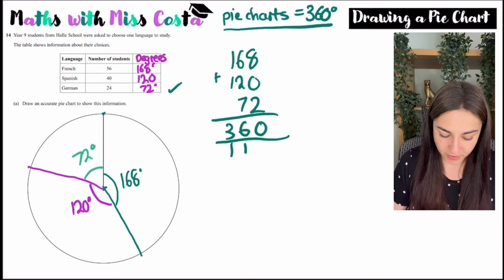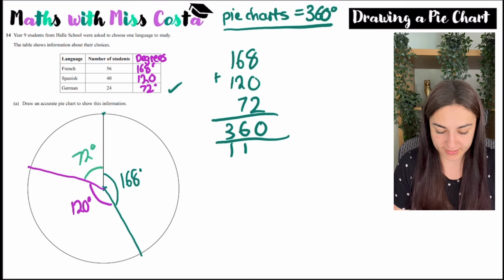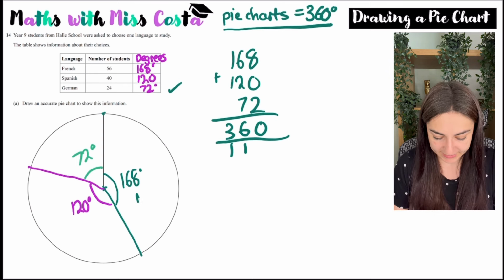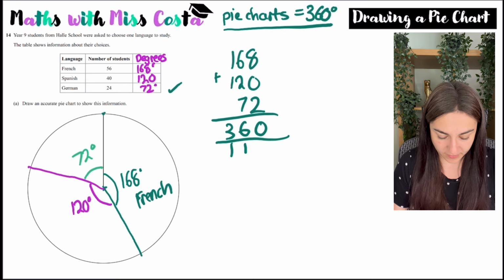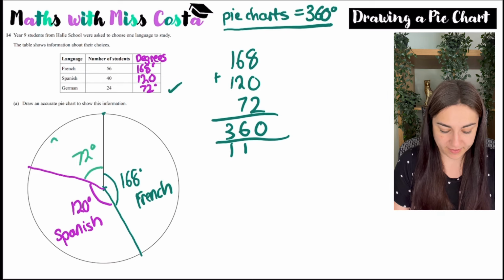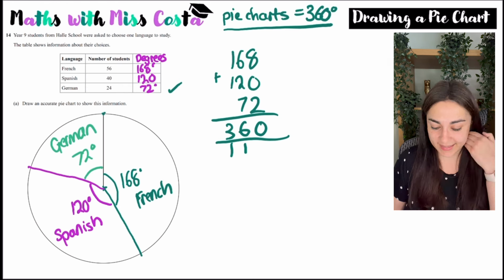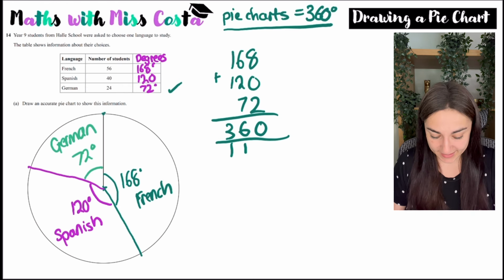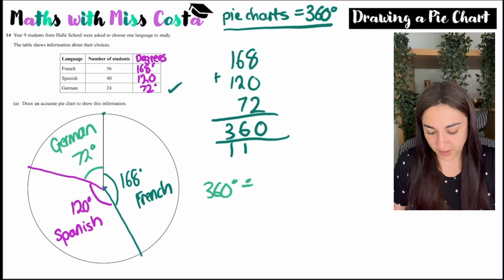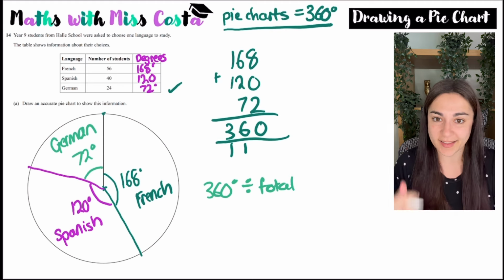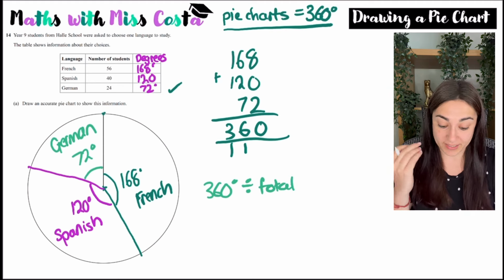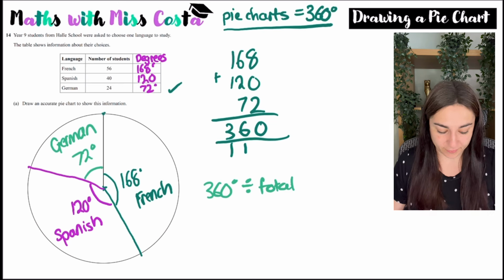So you want to label your pie chart and you also want to say what each section is equal to. So 168 degrees is for the French students. Over here we have our Spanish students. And here we have our German students. And that is how you do your pie chart. The key thing is remembering we do 360 divided by the total frequency, the total amount of people or whatever it is, and that tells us how many degrees one item is worth. And from there we do that.